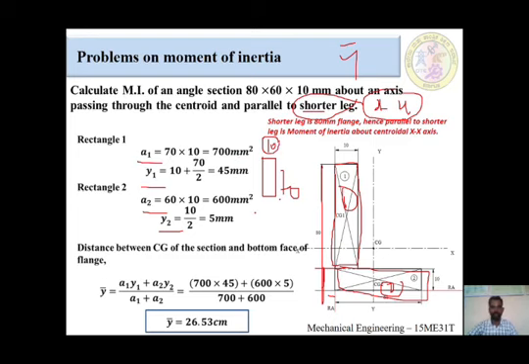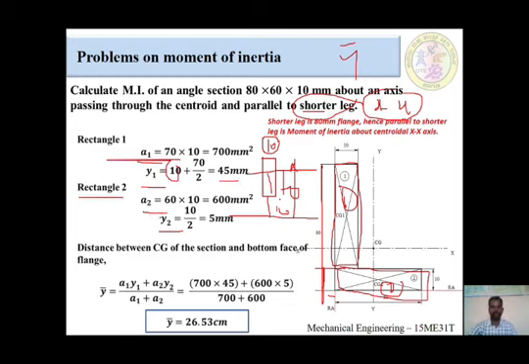Y1 is equal to, which reference do we have to take? Horizontal reference we have to take. Go vertical, half of the component. From here to here it is 10 millimeter. From here to half of the component is 70 divided by 2. 10 plus 70 divided by 2 is equal to 45 millimeter. This completes the calculation of rectangle 1.